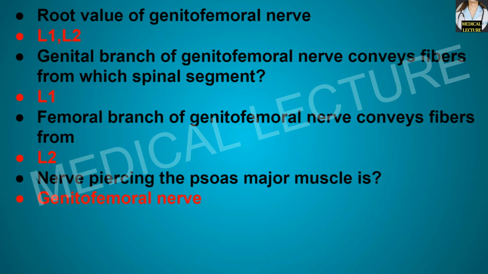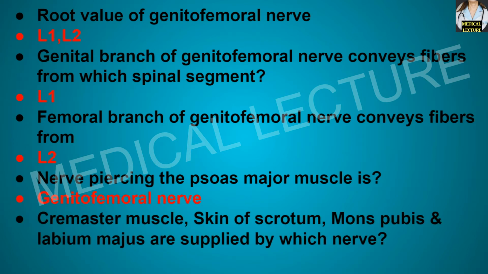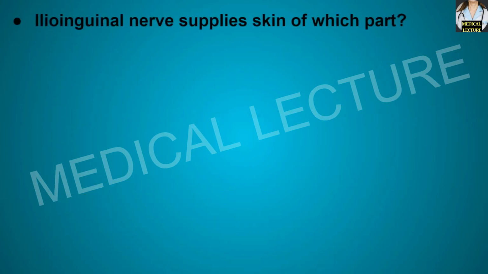Genitofemoral nerve. Cremaster muscle, skin of scrotum, mons pubis and the labium majus are supplied by which nerve? By the genital branch of the genitofemoral nerve. Ilioinguinal nerve supplies skin of which part? Front of thigh, root of penis, upper part of scrotum or labium majus.